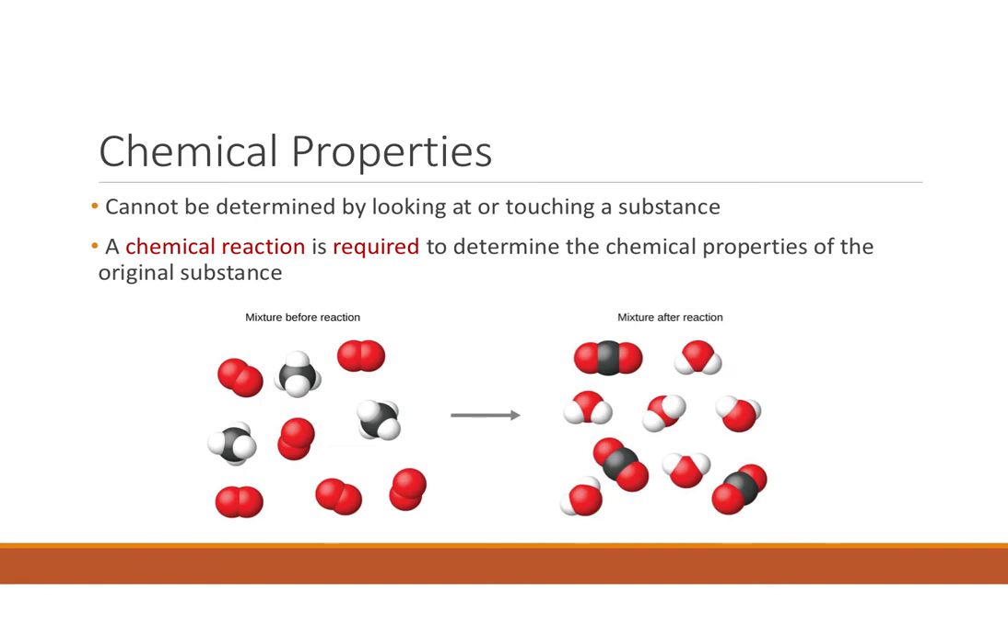Now, chemical properties cannot be determined by looking at or touching a substance. You need a chemical reaction in order to determine the chemical properties of a substance. And you're determining the chemical properties of what you're starting with, not what you're ending with, because in a chemical reaction, you can see that atoms get rearranged and new things are made.